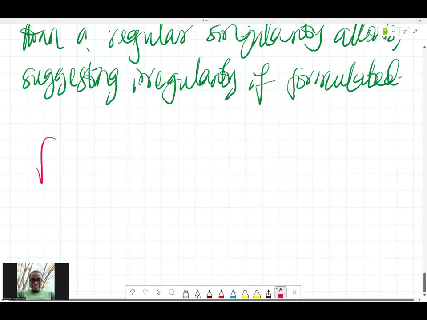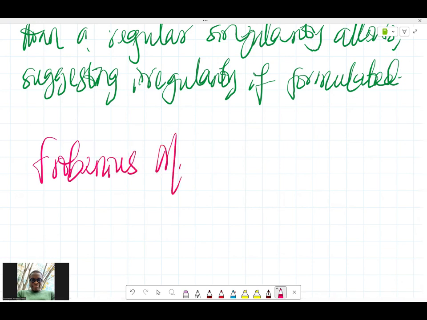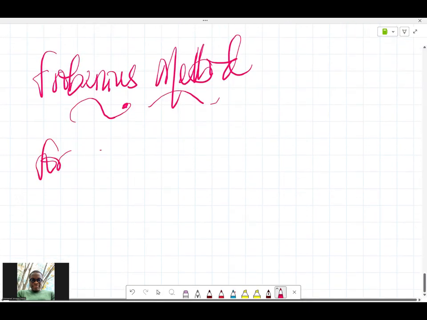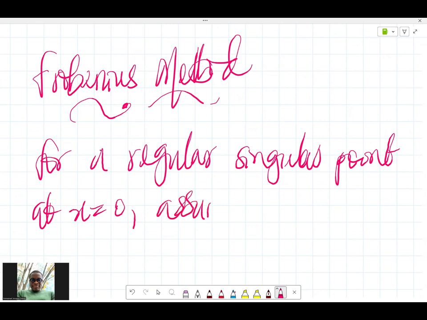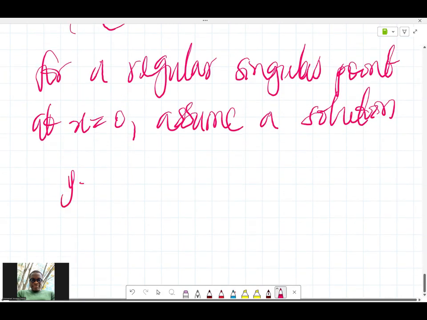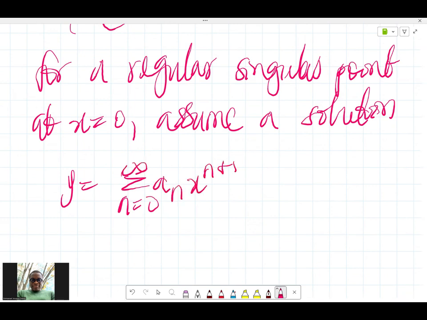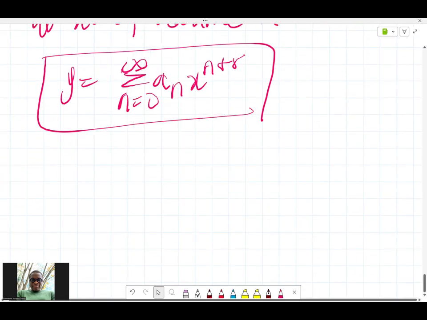Okay, so let's go for the Frobenius method, which you have done before, by the way. I just want to emphasize it again. For a regular singular point, once you establish that what you have is a regular singular point at x equals 0, mostly, assume a solution y equals summation from n equals 0 to infinity of a_n x raised to power n plus r. This is the solution you assume generally since we're looking for a series solution.